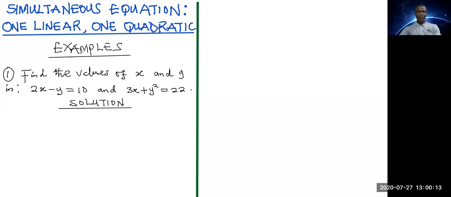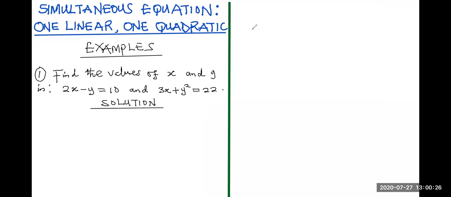We are looking at a new series starting from today, and we are talking about simultaneous equations, one linear, one quadratic. I'm aware that we have done simultaneous equations in our junior high school. The difference between that and this is that in that one, you looked at simultaneous equations in two linear variables. It could be x and y, a and b, p and q, and so on. But in this one, one of them is linear and one of them is quadratic.